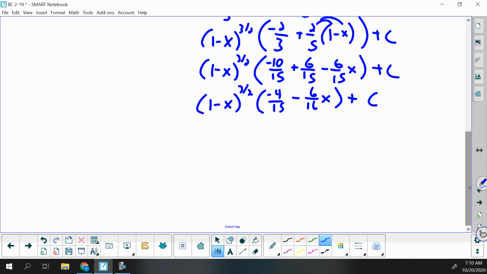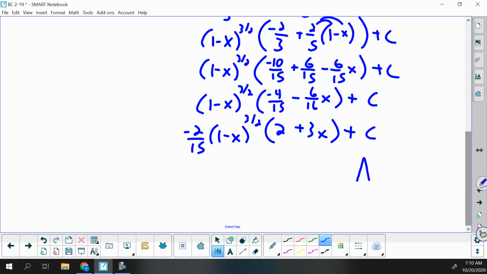But we can take a negative 2/15 out of each of those. So this will leave us with 2 plus 3x plus c. And now that matches one of our choices. It matches choice A. So that one can be kind of tricky to rearrange to get it to match one of the choices.